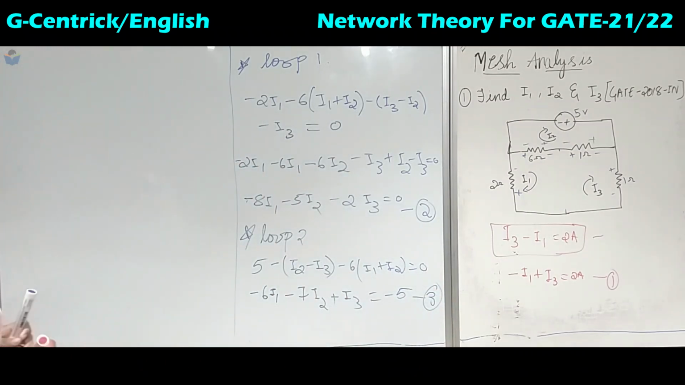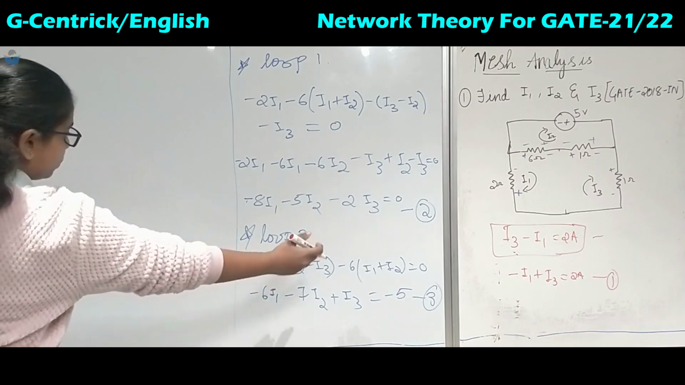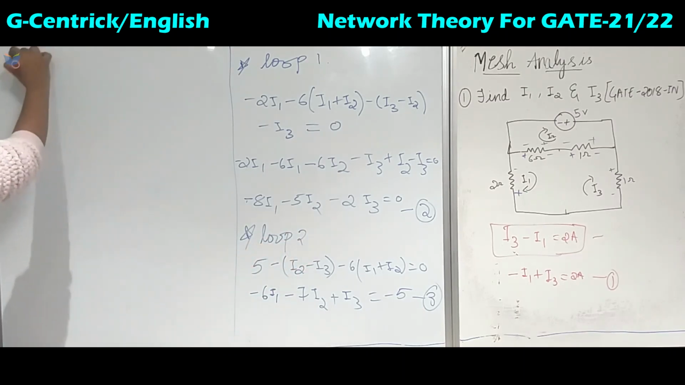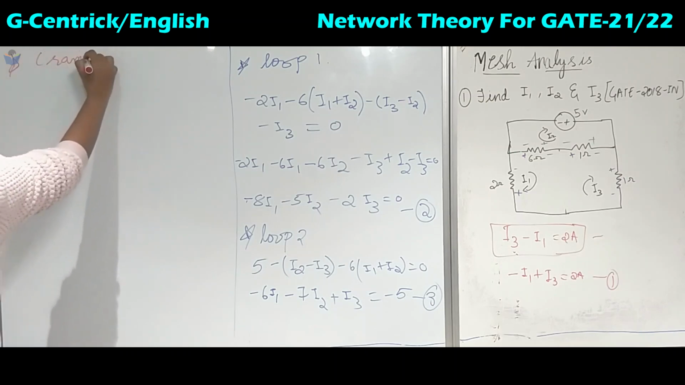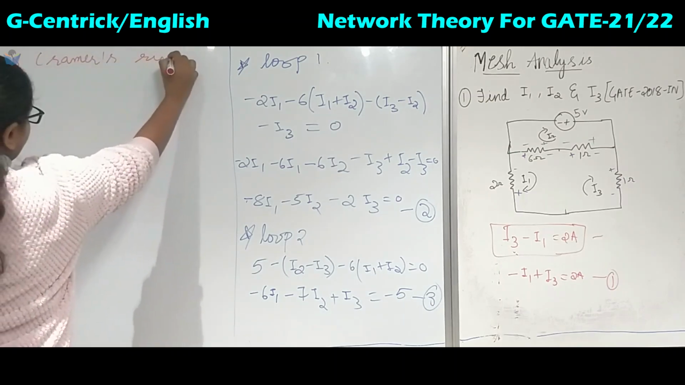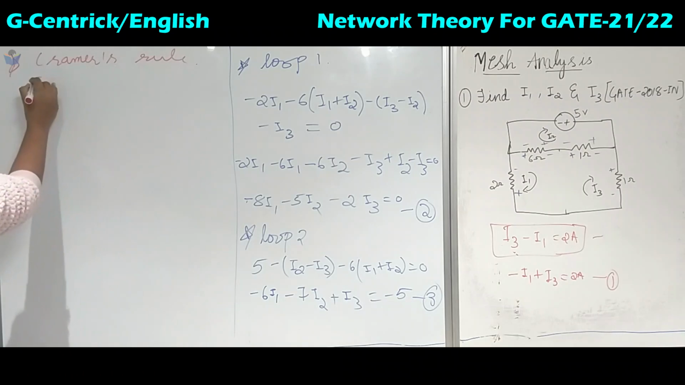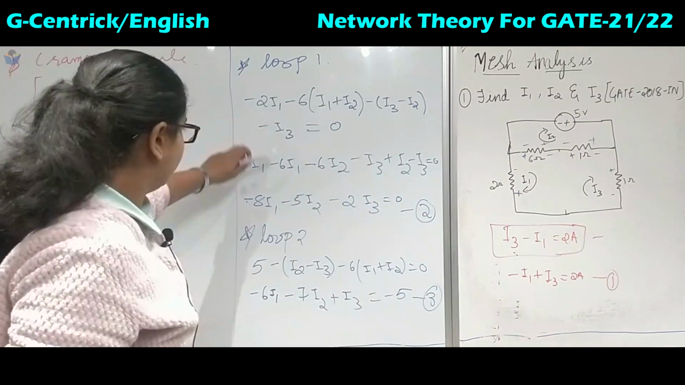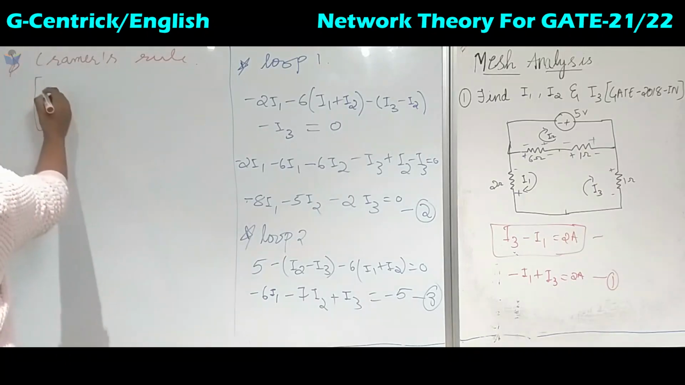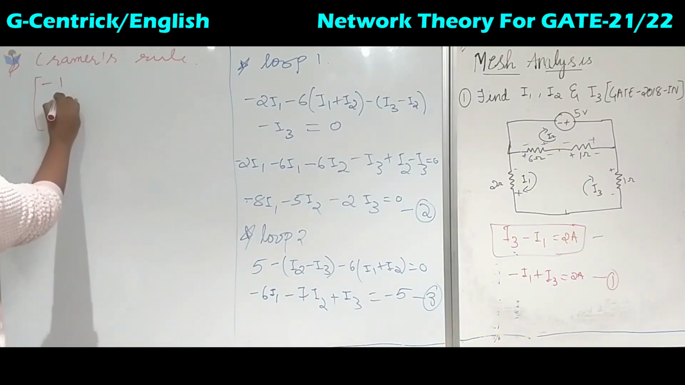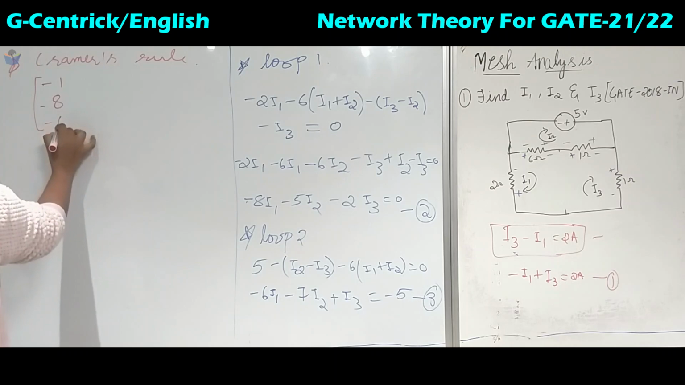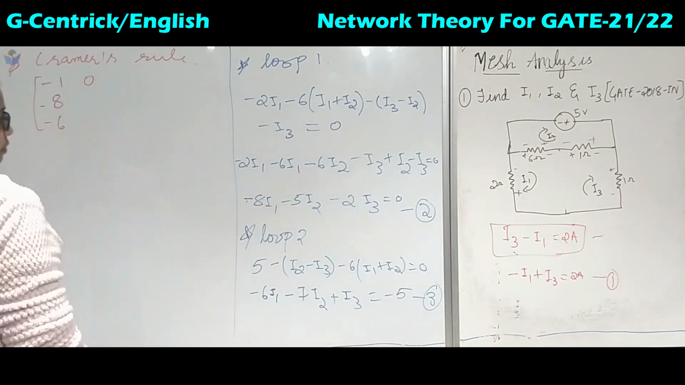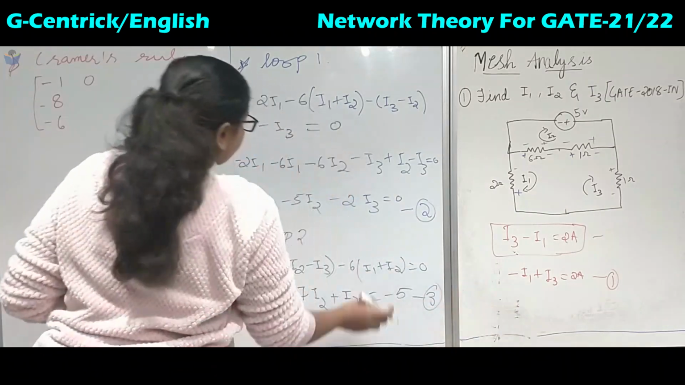Now we will use Cramer's rule to solve the equations for the unknowns I1, I2 and I3. Applying Cramer's rule, we will write this in matrix form. In the first equation we have minus 1, then in the second minus 8 and in the third minus 6, and for the first equation we do not have I2, so its coefficient will be 0.